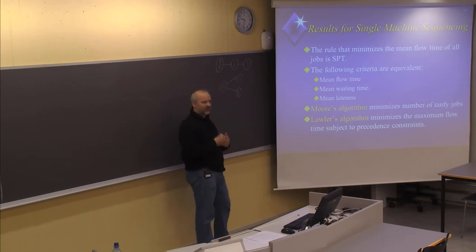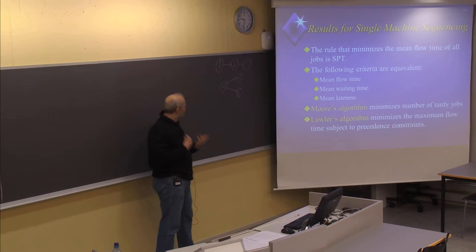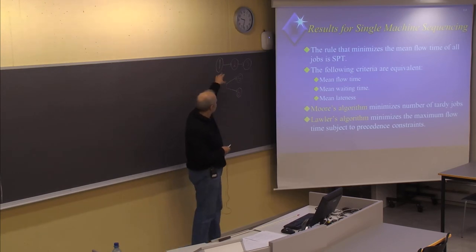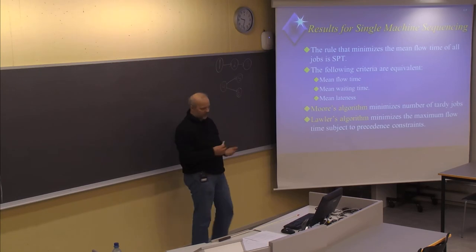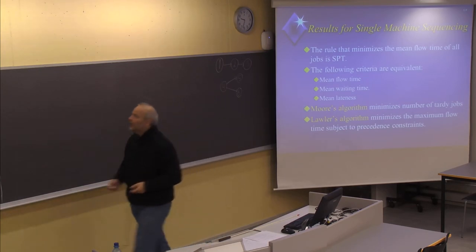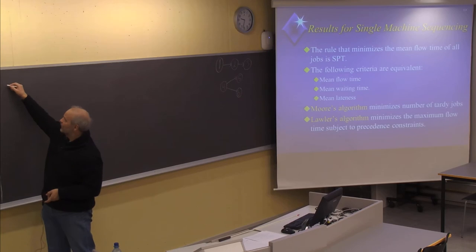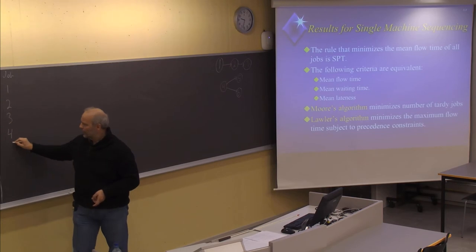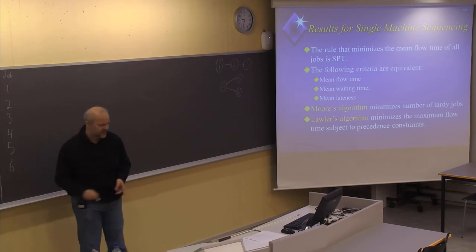1, 2, 3, 4, 5, 6, which is certainly a feasible strategy. It will meet all these constraints about precedence, but not necessarily the optimal strategy. But let's now try to look at this one. We have job 1, 2, 3, 4, 5, and 6.